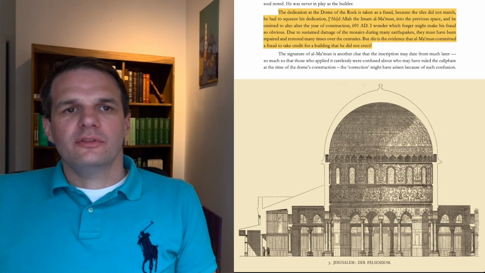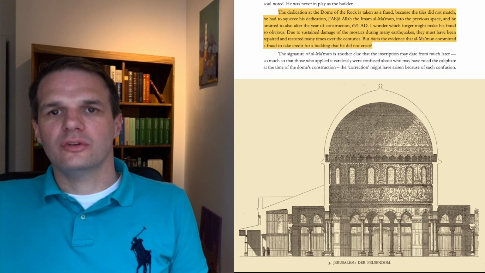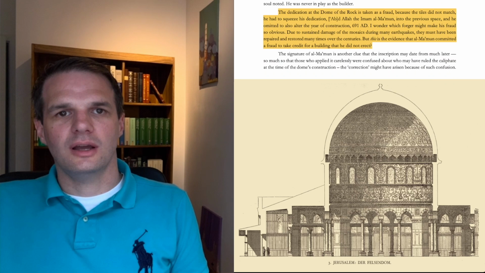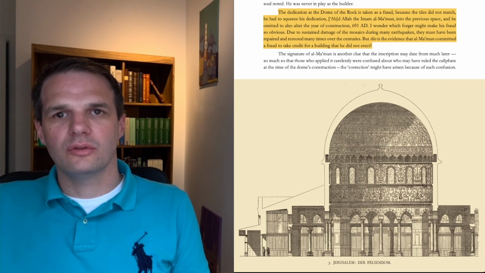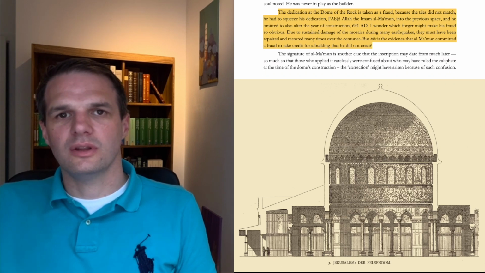So what does AJ make of this? "The dedication at the Dome of the Rock is taken as a fraud because the tiles did not match. He had to squeeze his dedication, 'Abd Allah, the Imam al-Mamun,' into the previous space, and he omitted to also alter the year of construction, 691 AD."